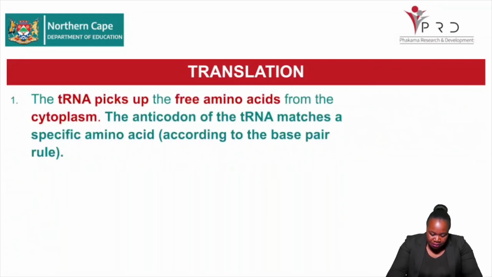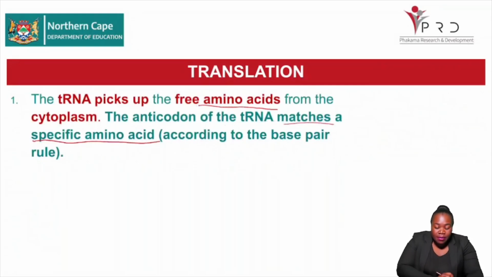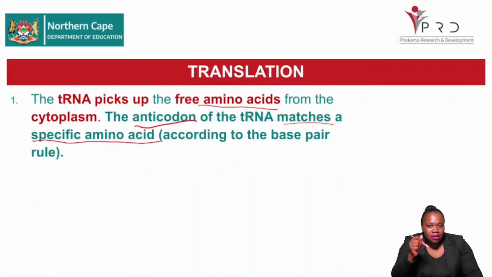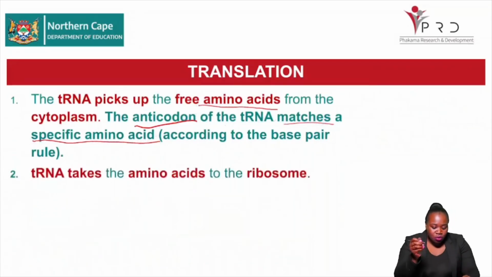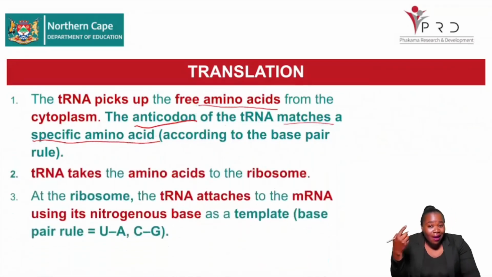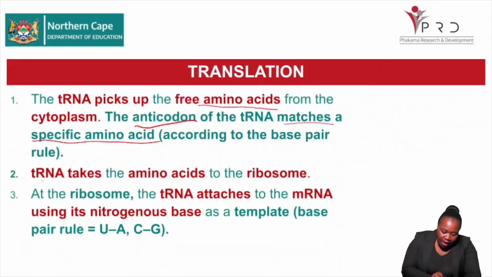Firstly, the tRNA picks up the free amino acids from the cytoplasm, right? So the anticodon on the tRNA will match with the amino acid. Remember, the amino acid that is being picked up is picked up based on the tRNA codon, because this tRNA codon codes for a certain amino acid, and this tRNA anticodon is also dependent on the mRNA codon. So the tRNA takes the amino acid to the ribosome.